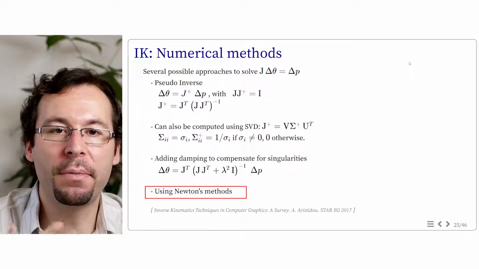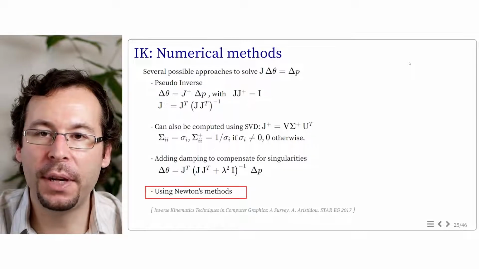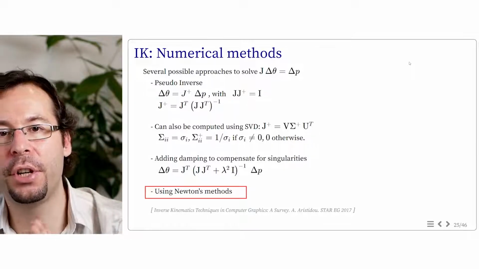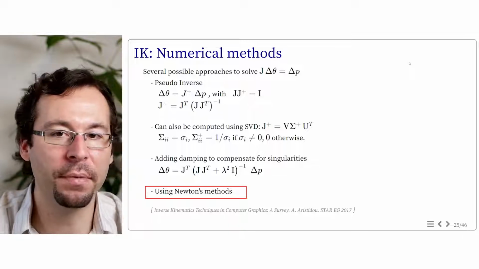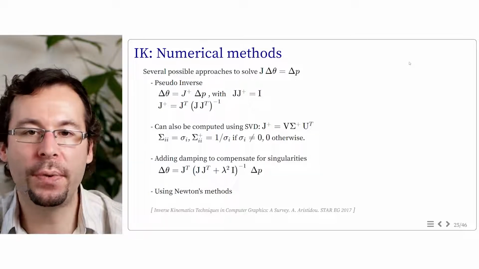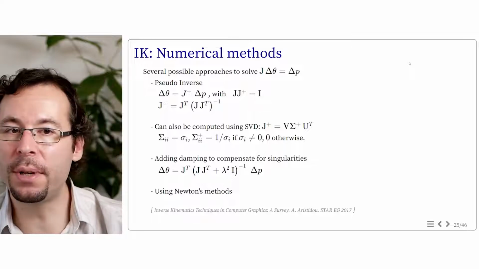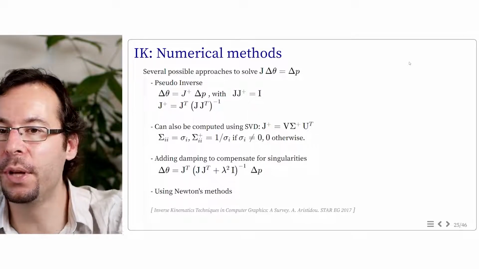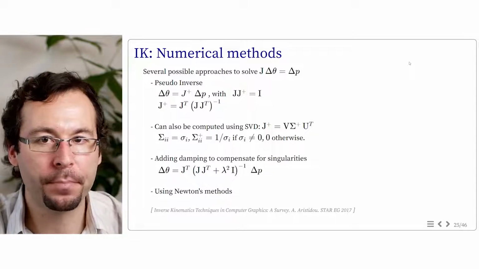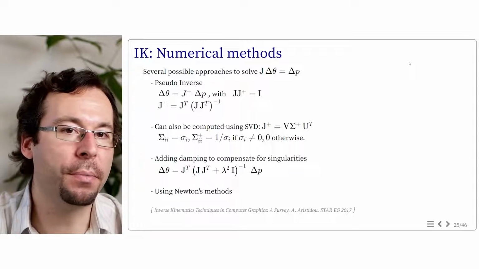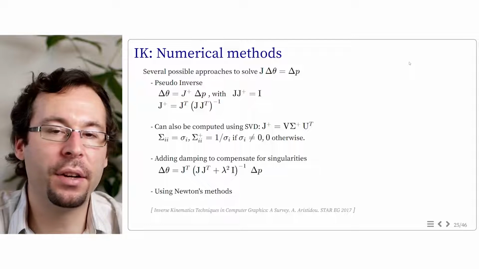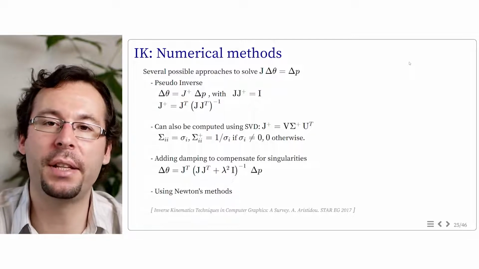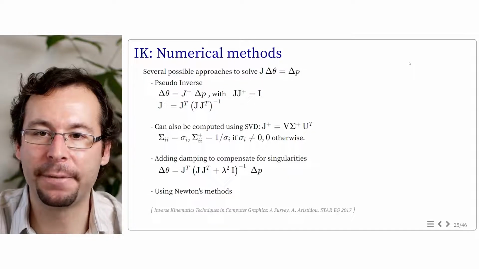So there is a range of methods that try to use this freedom to find specific solutions that limit instabilities, by adding some type of damping, for instance. Also, finally, we can use Newton methods, for instance, to numerically invert the function f. And to get more information about the numerous possible approaches, you can find a state-of-the-art on inverse kinematic approaches from 2017.